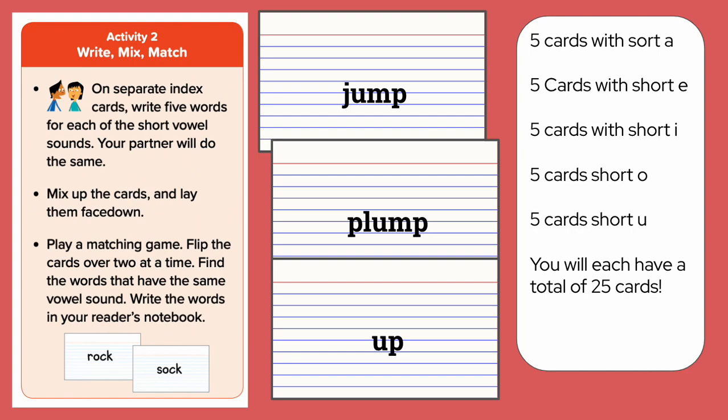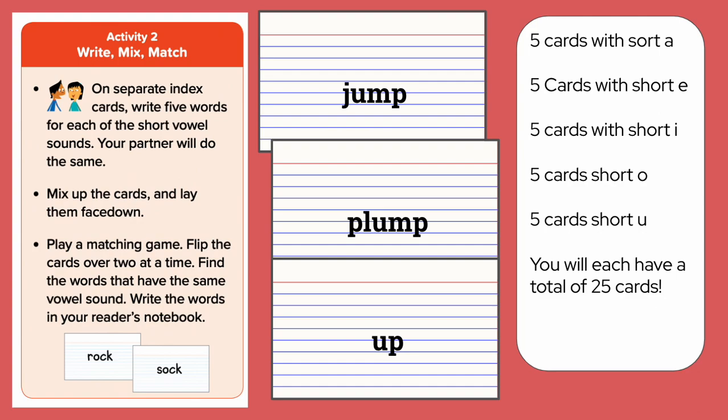game. Then it says mix up the cards and lay them face down. So lay them out on the carpet or on the table, face down, mix them up. And you're going to play a matching game. You flip the cards over. So you choose one card, flip it over, and then choose another card and flip it over. Find words that have the same vowel sound.